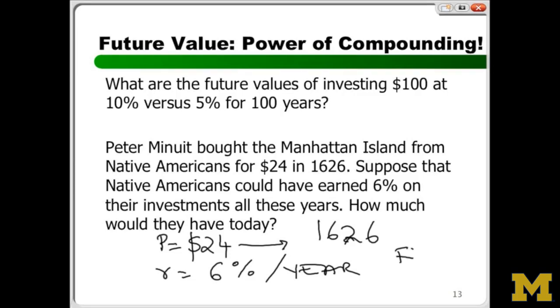I'm asking the following question. What is the future value in 2012? Everybody on the same page? Yes? So I'm going to now, you write, I'll talk. The future value will be 24 multiplied by 1.06, which is the one period future value factor, raised to power, not multiplied by, raised to power the number of years that have gone between 1626 and 2012. And I think if I have that right, it's 386 years.